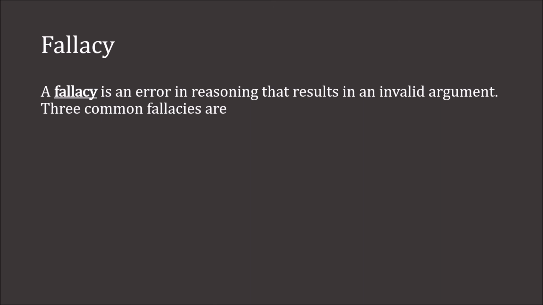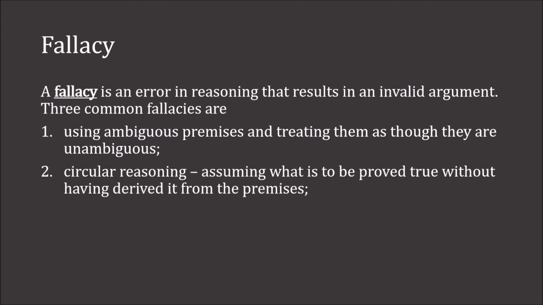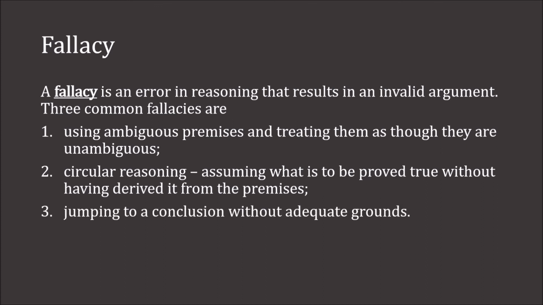A fallacy is an error in reasoning that results in an invalid argument. Three common fallacies are using ambiguous premises and treating them as though they are unambiguous; circular reasoning, that is, assuming what is to be proved true without having derived it from the premises; and lastly, jumping to a conclusion without adequate grounds.